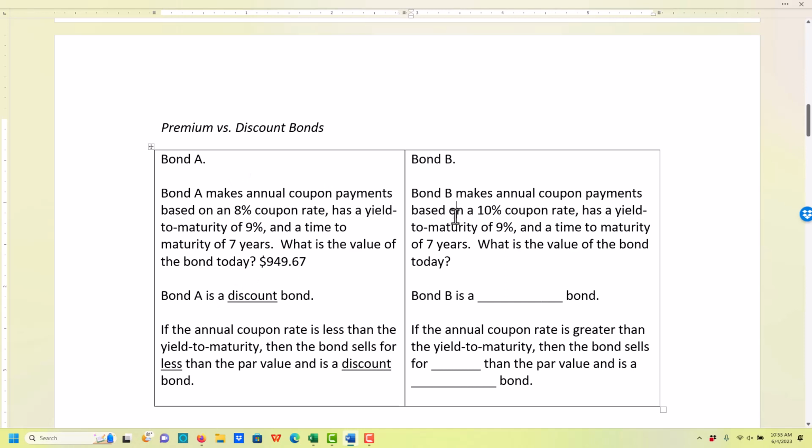So bond B makes annual coupon payments based on a 10% coupon rate. We can see the difference here is that the coupon rate on the first one is 8%, on the second one is 10%. So it's a higher coupon rate. Everything else is the same. It has a yield to maturity of 9% and a time to maturity of 7 years. What is the value of that bond today?